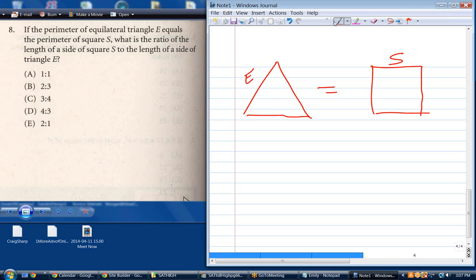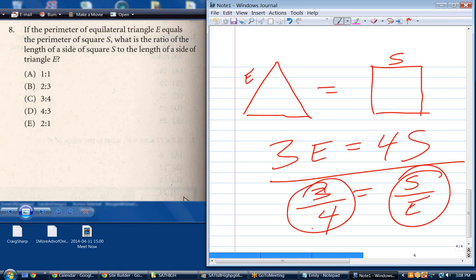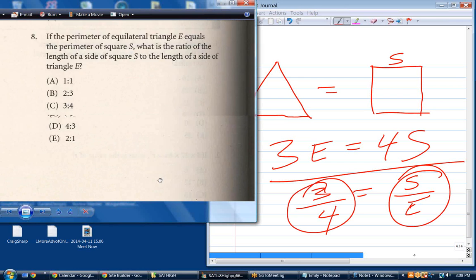So, what's the first thing we can say? That 3e equals 4s. They want the ratio of s to e. So it'd be 3 to 4. In other words, you merely have to manipulate that equation to get s over e. Divide both sides by e, divide both sides by 4. s to e is 3 to 4. So I was right.